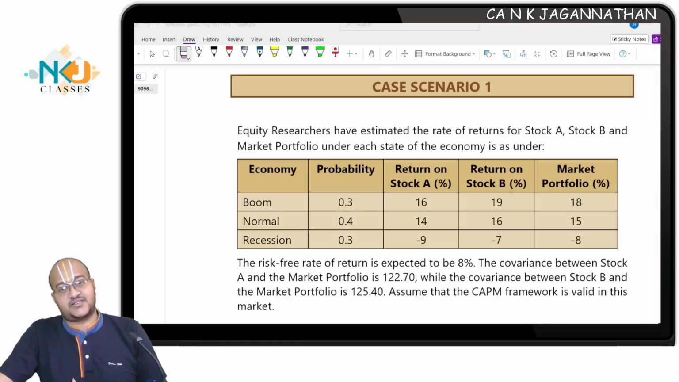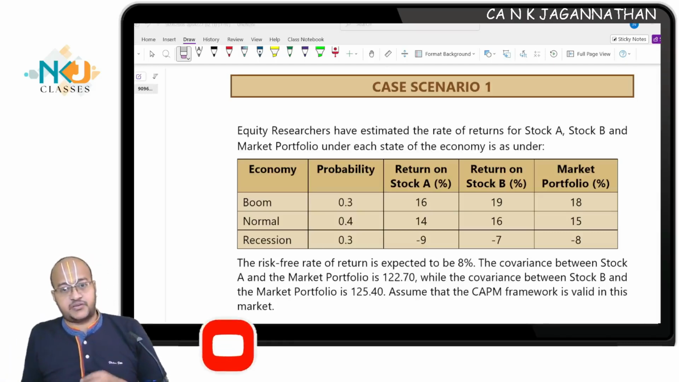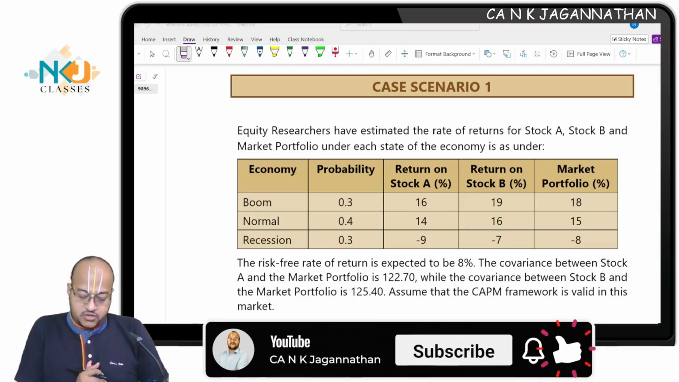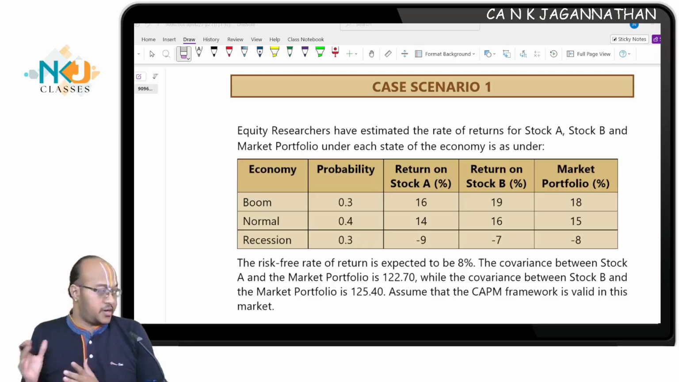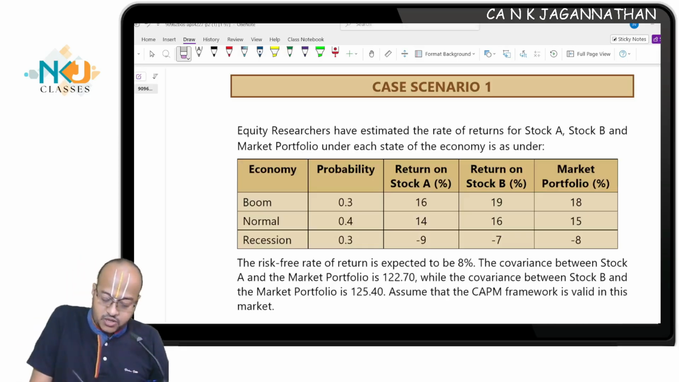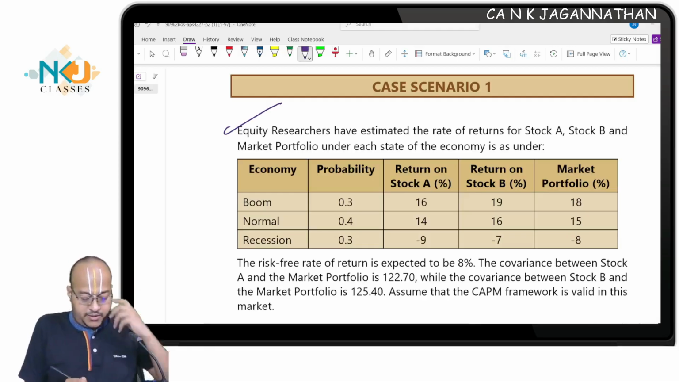Good morning, friends. So let us start discussing the case scenario based MCQ questions given in your institute website. There are 56 case scenario based questions. We will discuss it in parts. So we'll start with question number 1 here. Case scenario number 1.